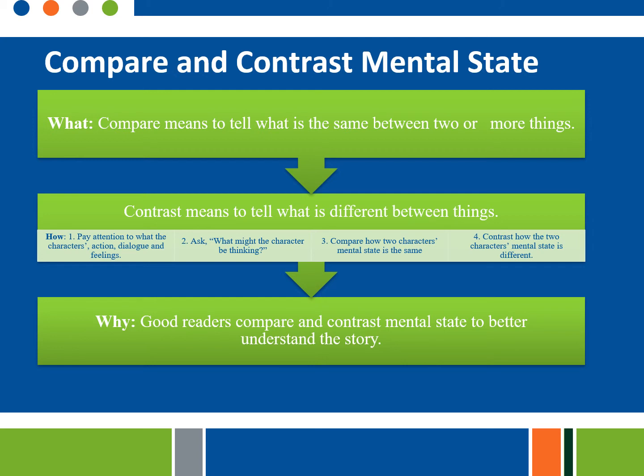How do we do it? Pay attention to what the character's actions, dialogue, and feelings are. Ask, what might the character be thinking? Compare how two characters' mental state is the same. Contrast how the two characters' mental state is different. Why do we do it? Good readers compare and contrast mental state to better understand the story.